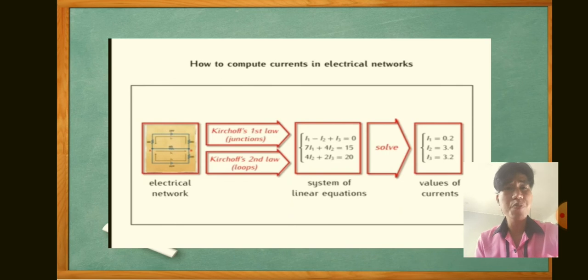So, how to compute the currents in an electrical network? First, the electrical network. Then use Kirchhoff's first law, which is for junctions, and Kirchhoff's second law, for loops. Use a system of linear equations, and then solve. And then there are the values of current. I1 is equal to 0.2, I2 is equal to 3.4, I3 is 3.2. You can also use the elimination and substitution method as long as you can solve for the values of currents.